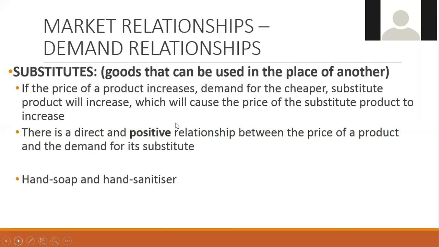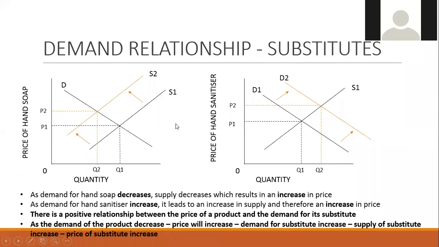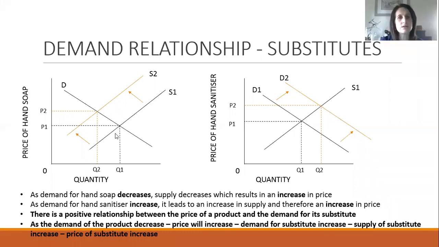Okay. Yes, ma'am. These are the two graphs that I've got. So we look at hand soap first. Can you see the cursor moving on the graphs? The black lines are the original demand curve. So we've got our quantity and the price of the original demand for that product.